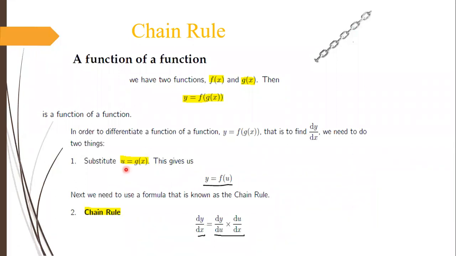First step is let u is equal to g of x, then y is equal to f of u. Then we will apply the chain rule: dy by dx is equal to dy by du into du by dx. dy in numerator, dx in denominator, and the other variable is u, so du in numerator and denominator.